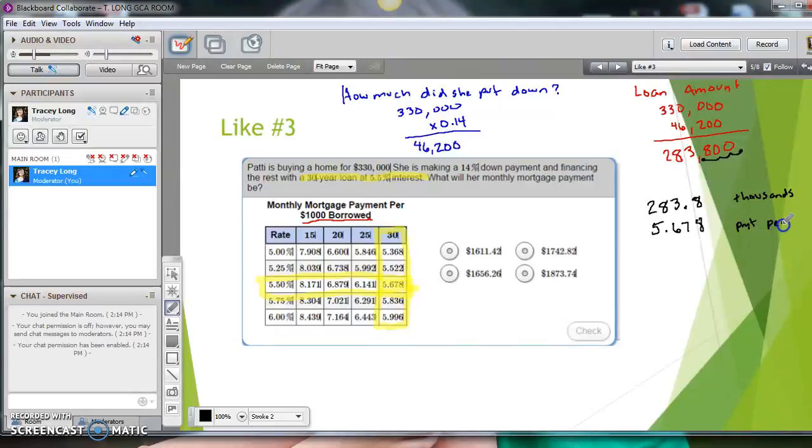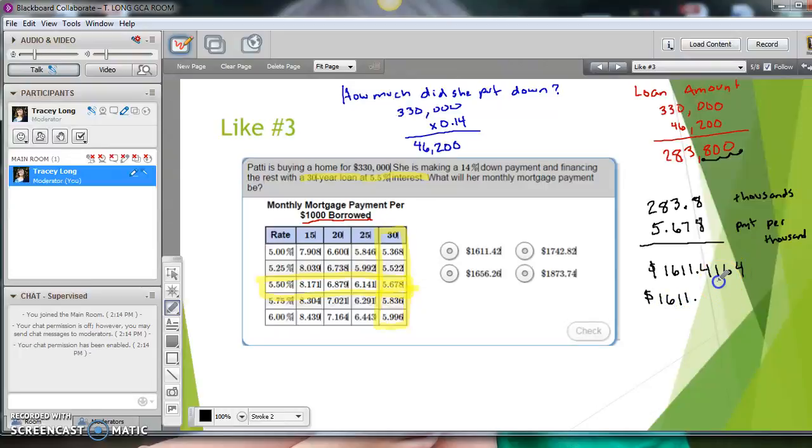That's her payment per thousand, and I got that from the chart. So to find out how much she pays each month, I'm going to multiply those two numbers together. So again, I've got 283.8 times 5.678, and I find that her mortgage payment is approximately 1611.4164. Wait a minute, that doesn't look like dollars. I'm going to have to round that.